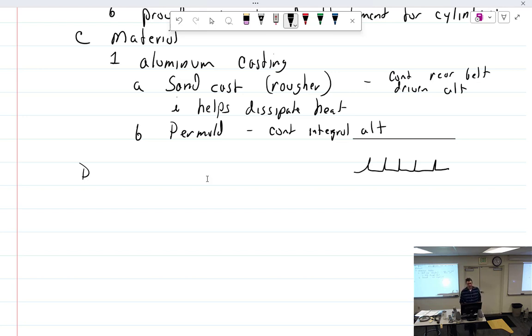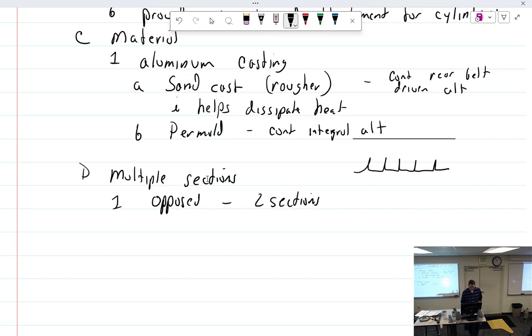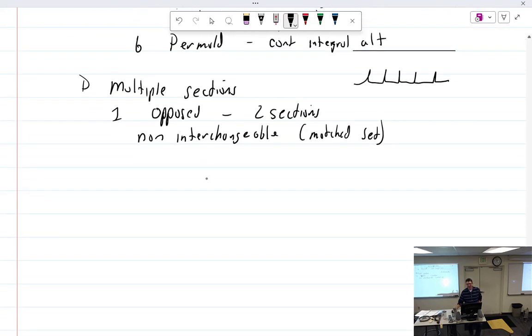All right. The crankcase is in multiple sections. Two. Well, if it's an opposed, you have two sections. They are non-interchangeable. They're a matched set. So don't call up somebody asking for a left-hand 0290 crankcase. Yeah, not going to get it.